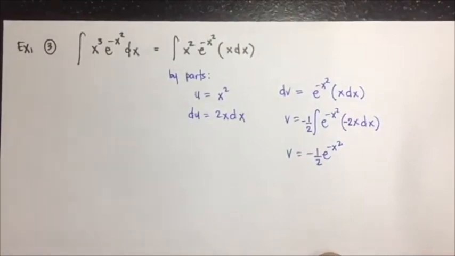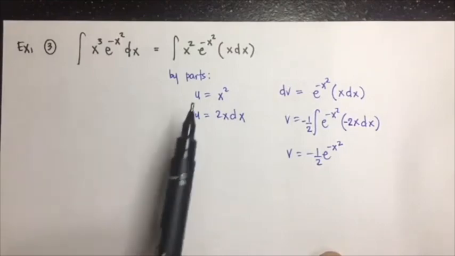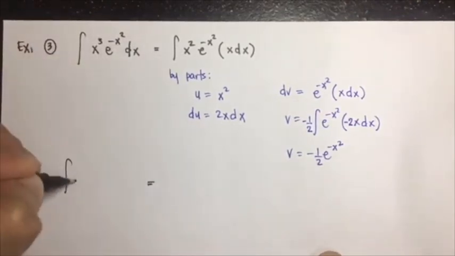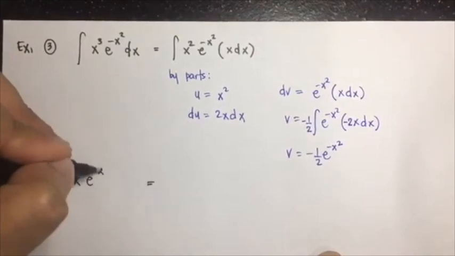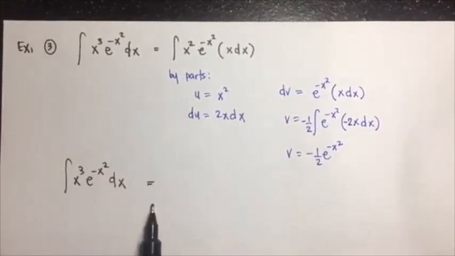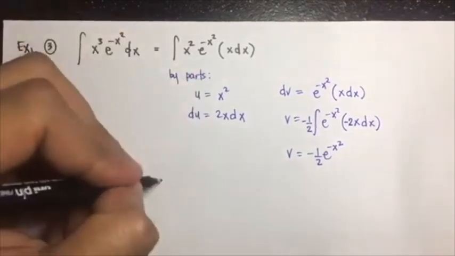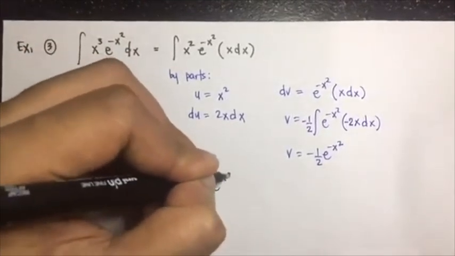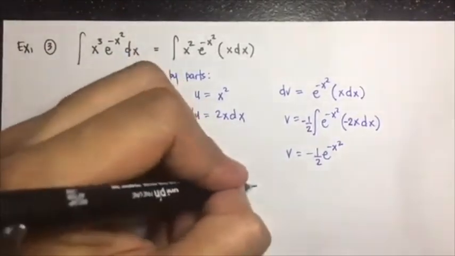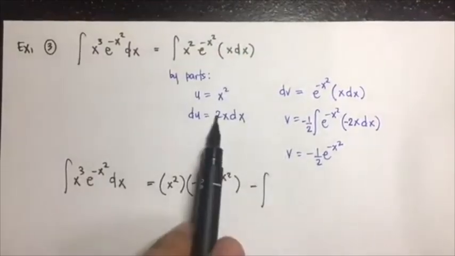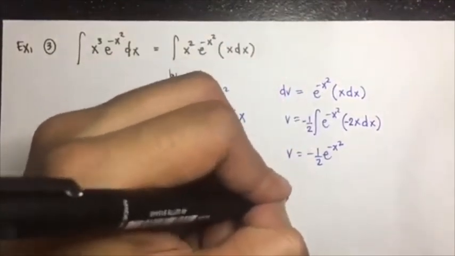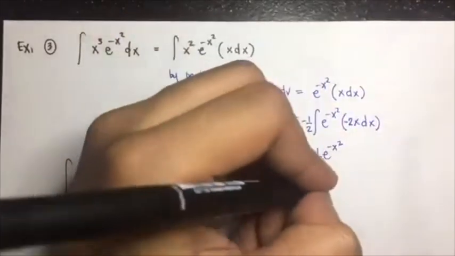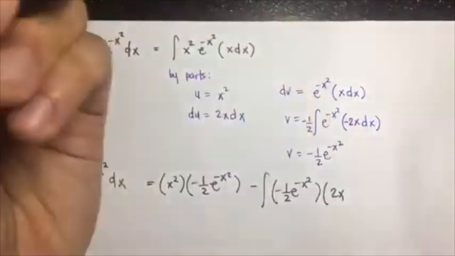Okay, so applying the integration by parts in our integral, the integral of x cubed e raised to negative x squared dx is equal to u times v. So u is x squared, v is negative 1/2 e raised to negative x squared, minus the integral of v du. So our v is negative 1/2 e raised to negative x squared, and our du is 2x dx.